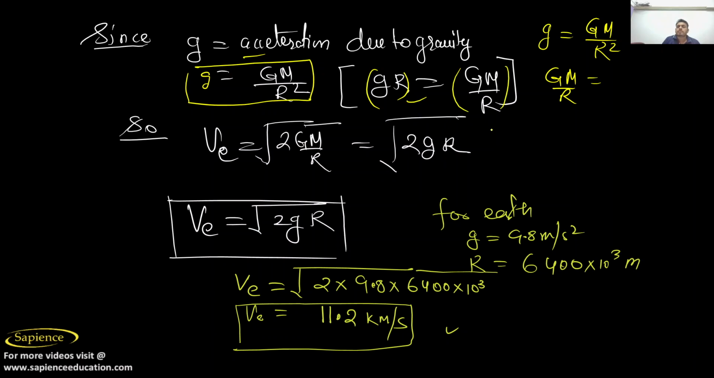So as soon as you have got G M by R, v we have derived as root under 2 G M by R, so definitely G M by R is equal to small g into R. So finally we have got an equation: escape velocity is equal to root under 2 into small g into R. So I hope you have understood.